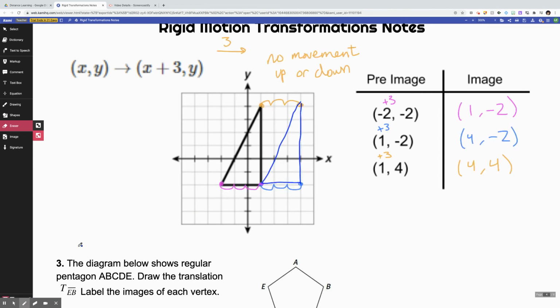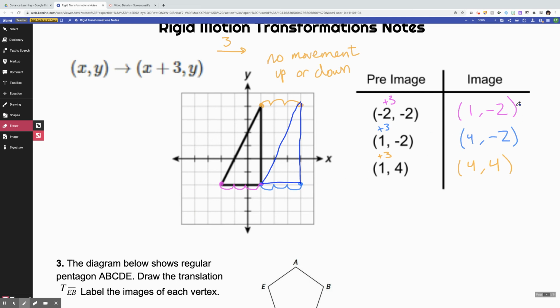Okay, so my function was (x, y) becomes (x + 3, y). So that means I'm moving 3 units to the right and there's no movement up or down. So I'm literally just taking my triangle and shifting it 3 units to the right. You can see I did that visually, right? Where I just took my 3 endpoints and I counted and I moved 3 units to the right.